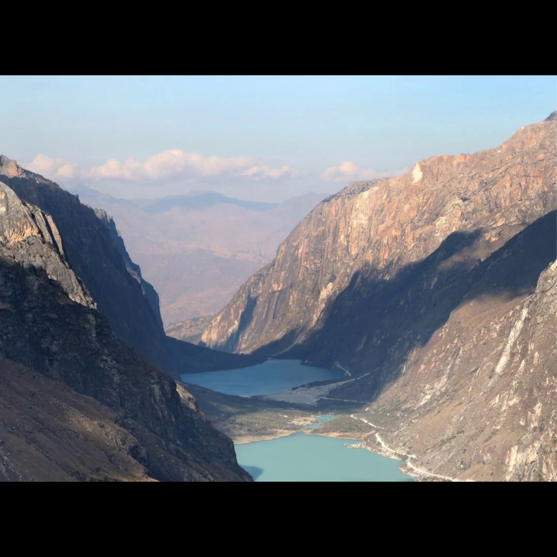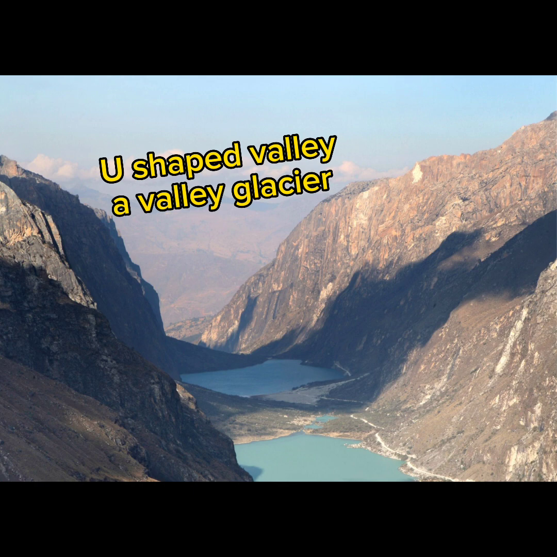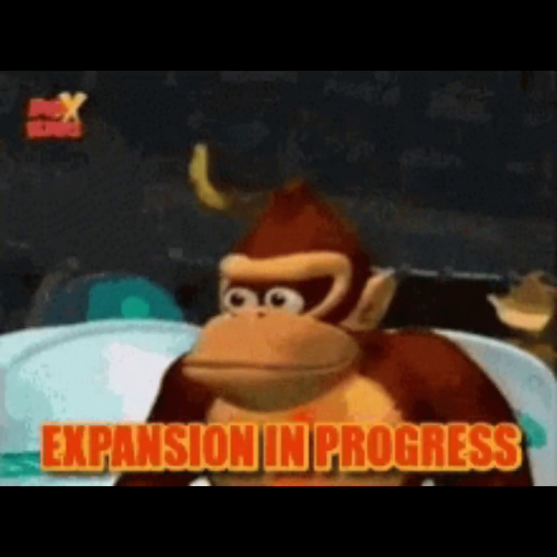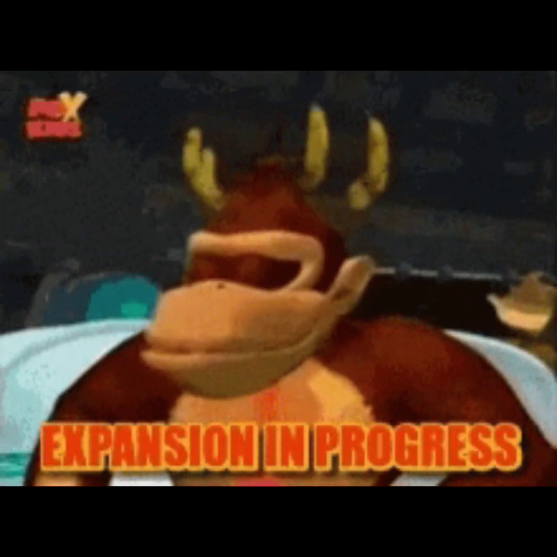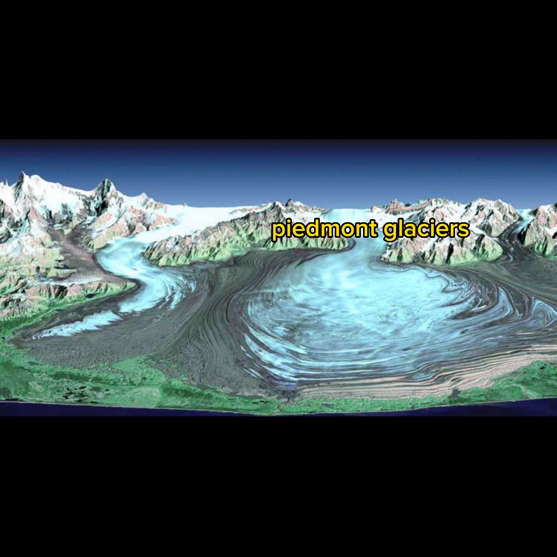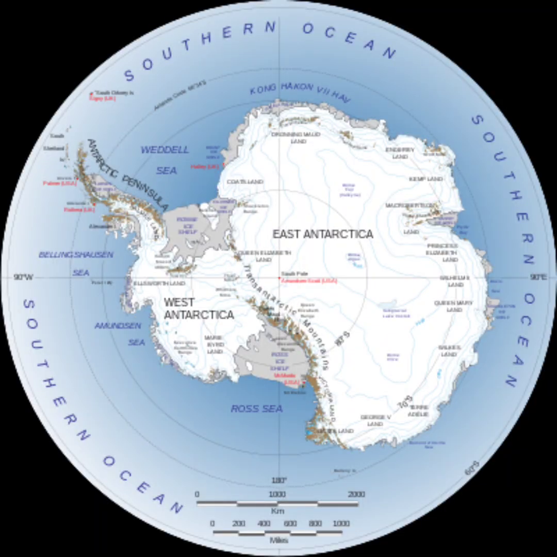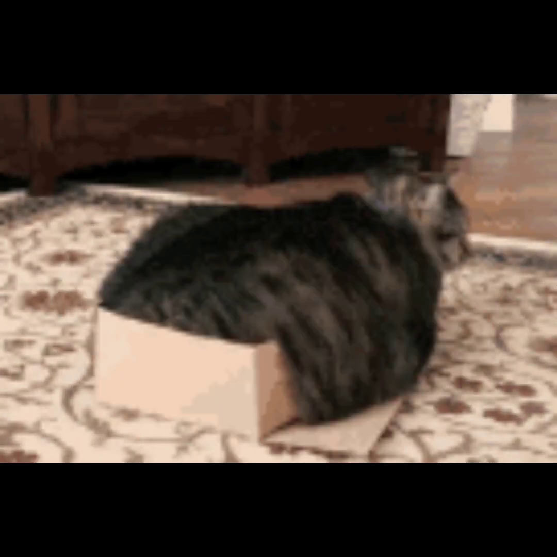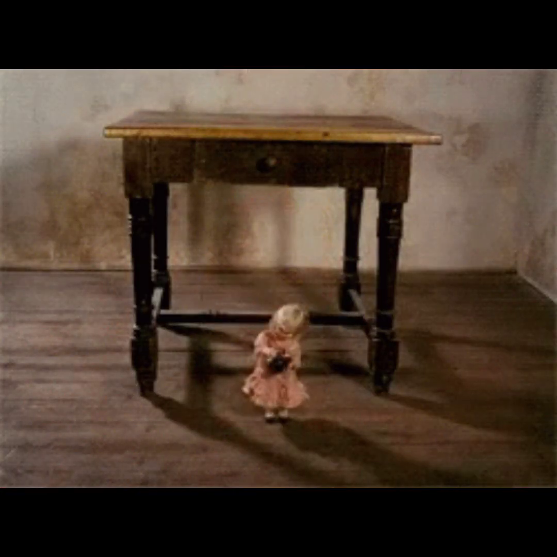A valley glacier looks like this and is also called a U-shaped valley. They are the result of heavy glacier buildup moving downhill. As the valley glacier expands, it eventually reaches low land. The ice buildup will form a sort of puddle shape on a relatively flat surface. These are called Piedmont glaciers. 91% of Antarctica is covered by glaciers. Glaciers will grow because of accumulation and shrink due to ablation. Accumulation is the gradual buildup of something, and ablation is a process that results in the loss of mass from a body of ice.